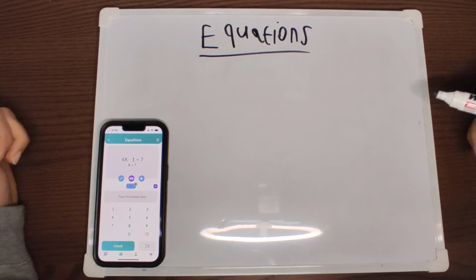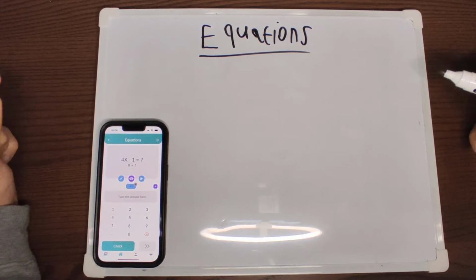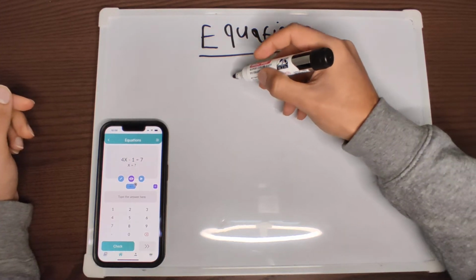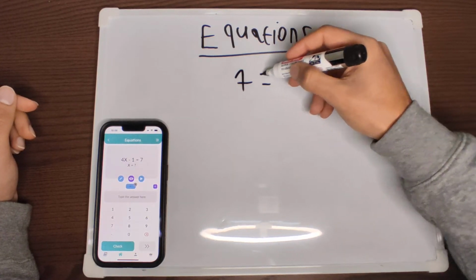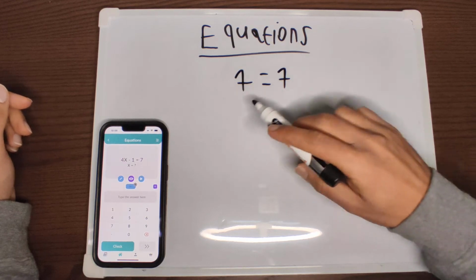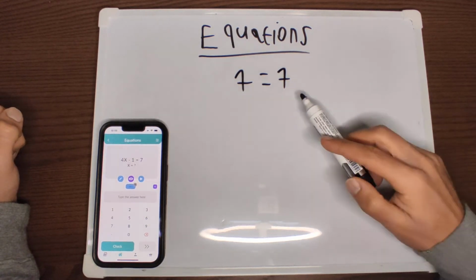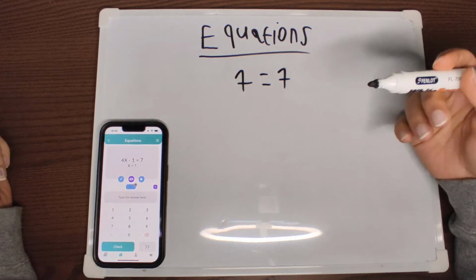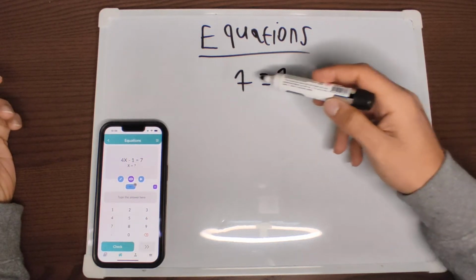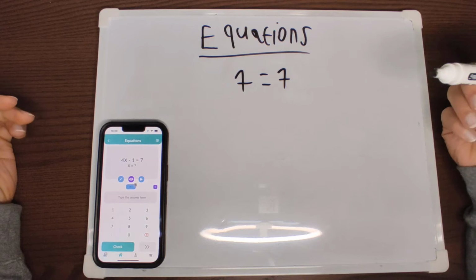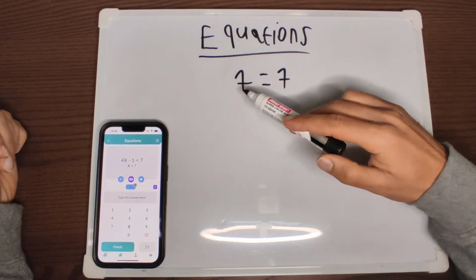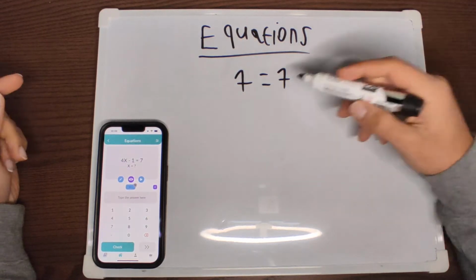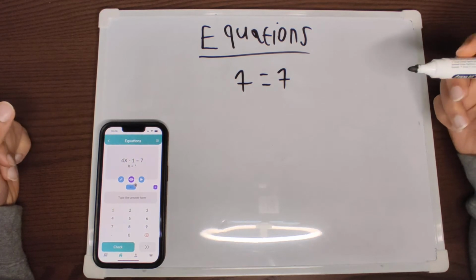Equations. So what is an equation? An equation is a math term which represents two sides, the left side and the right side. The equation is correct, the equation is true, when both sides are the same. For example, 7 equals 7. So this is a valid equation.